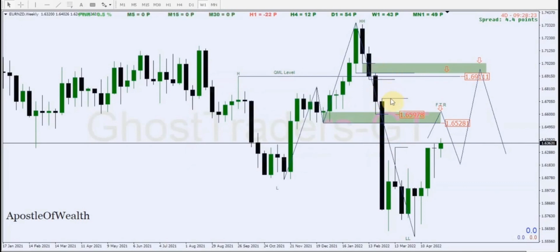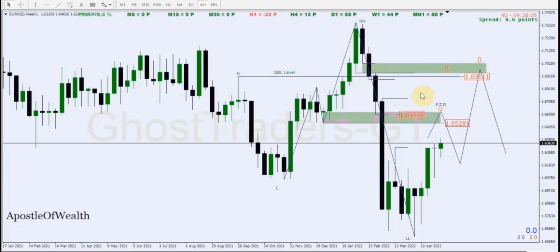But why are we actually not paying attention to this fair value gap here? Because it doesn't line up with anything. That's why I'm not paying attention to it. So I'm only paying attention to this fair value gap here because it lines up with an order block.